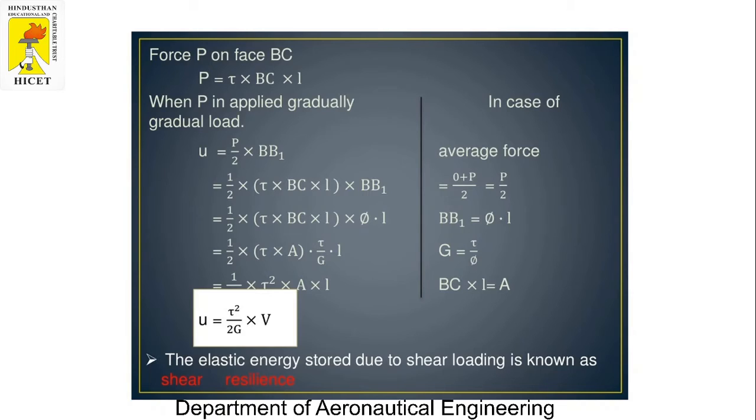When P is applied gradually, the strain energy U is equal to P by 2 into BB1. So U is equal to half into tau into BC into L into BB1. BB1 can be written as phi into L. So we have U is equal to tau square divided by 2G into volume. The elastic energy stored due to shear loading is known as shear resilience.